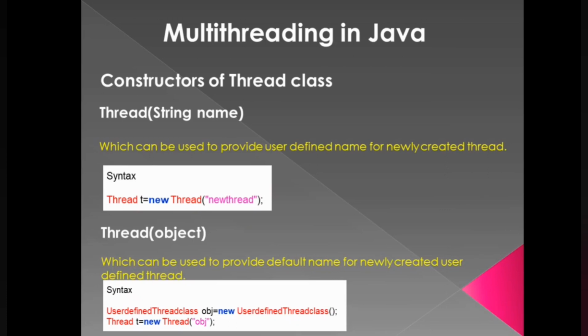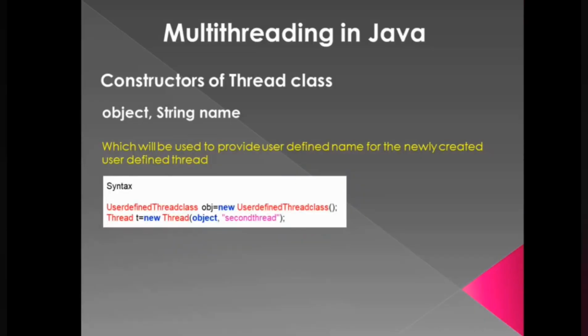Next one we have Thread(String name), which can be used to provide a user-defined name for a newly created thread. This is the syntax: Thread t = new Thread(), and in that course we have new Thread. Next one we have Thread(Object), which can be used to provide a default name for a newly created user-defined thread. Here we have the syntax: UserDefinedThreadClass obj = new UserDefinedThreadClass(), and after that create the object of thread: Thread t = new Thread(obj).